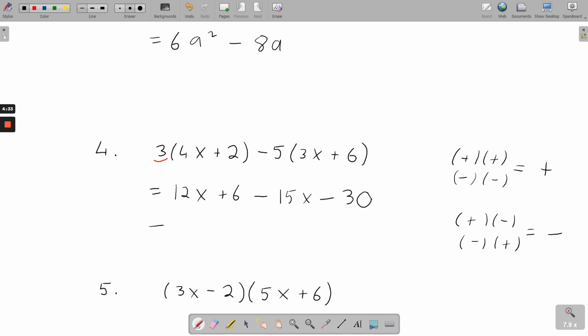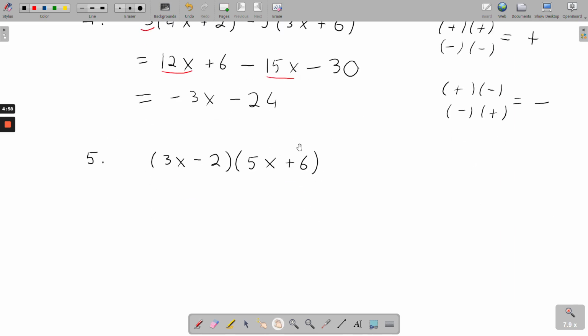Next thing we're going to do is just what we did in the last questions. We're going to combine the x's. So you've got 12x minus 15x, first of all. So 12x minus 15x is going to give you minus 3x. Then you're going to get plus 6 minus 30, and that's going to give you minus 24, which you can't simplify any further.